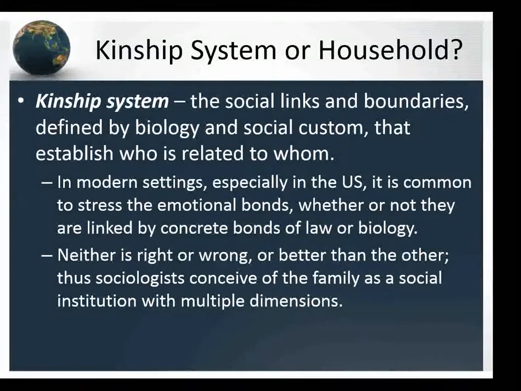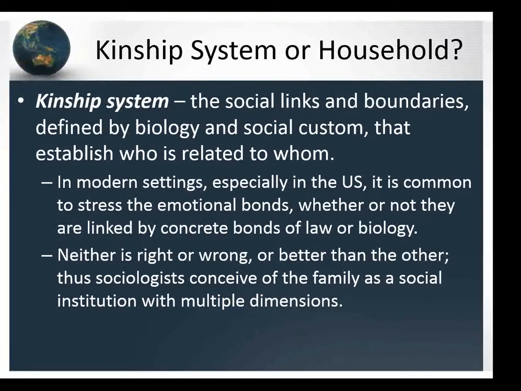When we're talking about the family and how we define family, we also need to make the distinction between a kinship system and a household, how we define who's going to be part of the family. A kinship system is defined as the social links and boundaries, defined by biology and social custom, that establish who is related to whom. In modern settings, especially in the U.S., it's common to stress the emotional bonds, whether or not they're linked by concrete bonds of law or biology. And if you have really, really close friends that you've known for a very, very long time, you sometimes consider them family.